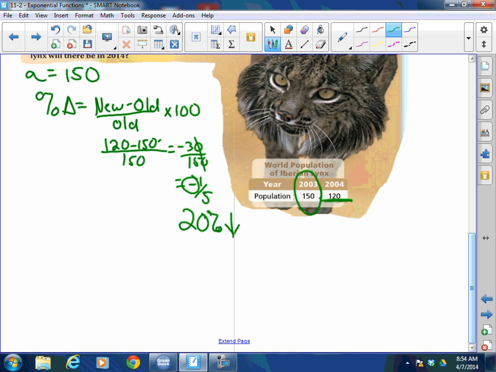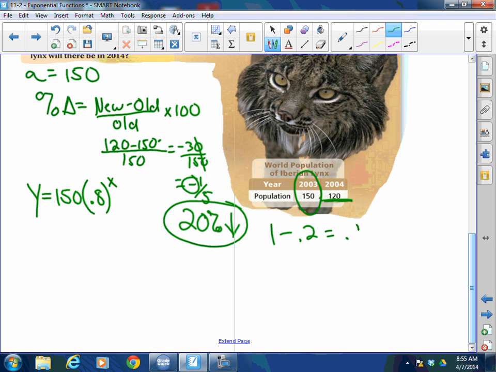So what is my exponential function? Y equals 150 times 0.8 to the x power. Why 0.8, Mr. Morrow? Because we have a decrease. So when we have a decrease, my growth rate, or in this case, my decay rate, or factor rather, is 1 minus 0.2, which is 0.8 of the original. You're going down. This is a decay.